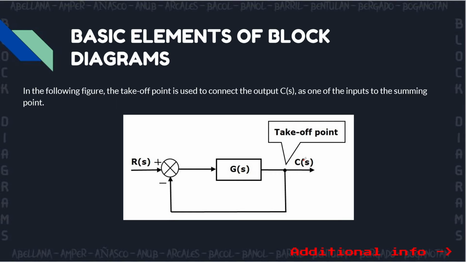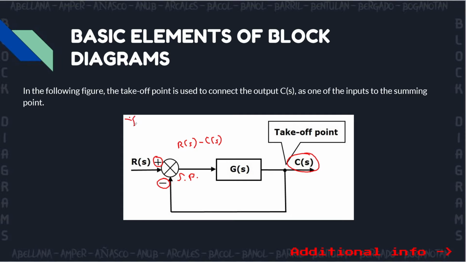So here is another example. Here we have the output C of S that is connected in the summing point, which is located right here. Since C of S will be carrying the negative signal, C of S would be negative and R of S would be positive. So the output would be R of S minus C of S.